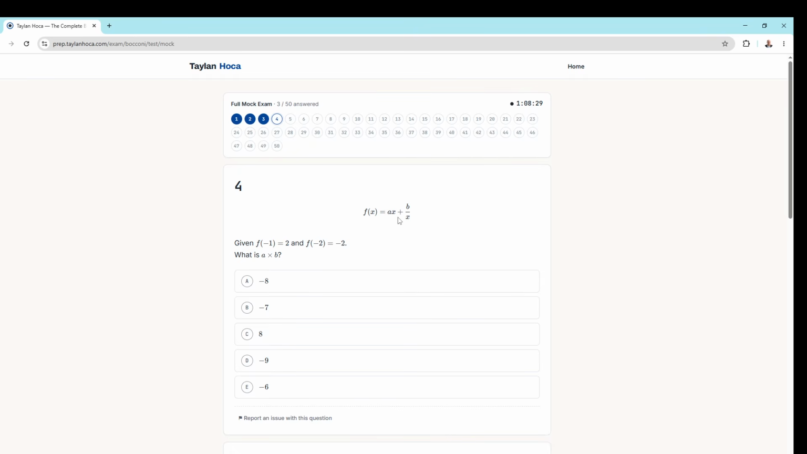I'm going to use my paper. -2a + b over -2. Same thing is -2. Okay, let's multiply the second by 2, so -4a - b is -4, and let's sum the two equations. So -3a is -6, b cancels out, a is 2, and b is, as I see, -4. Okay, hence it is -8.